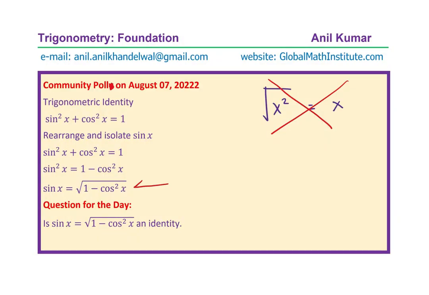At this particular stage, when you're taking the square root on both the sides, is the square root of sine square x equal to sine x? No, it is not. And that is why we say that this equation is not an identity. You get the idea. This equation is not an identity.